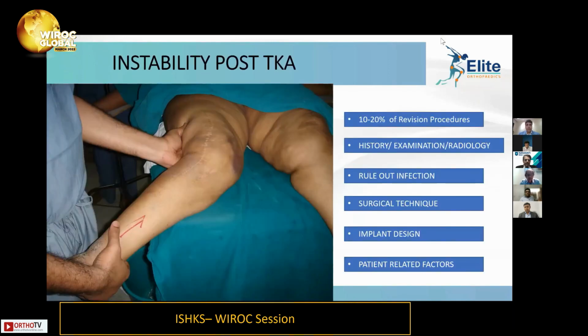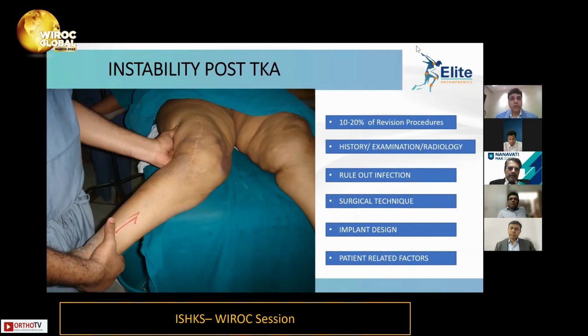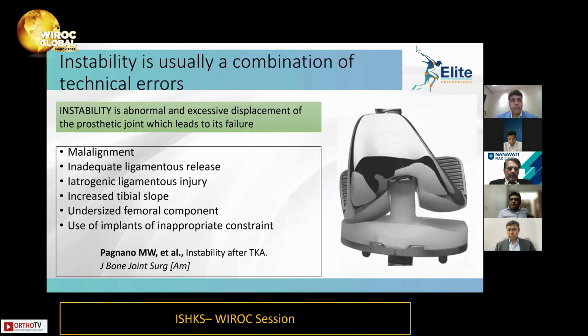So instability post TKA, you find it in around 10 to 20% of the revision cases that turn up. With the majority of the cases who are dissatisfied after surgery, we start looking back in more detail and more pertinently at the history, examination, and radiology. We'll find more caveats to that. In all these cases, we have to rule out infection. We have to check what kind of surgical technique was used before. Many times, implant designs, like the kind of femur used, and also patient-related factors like neuromuscular disease or polio need to be kept in mind.